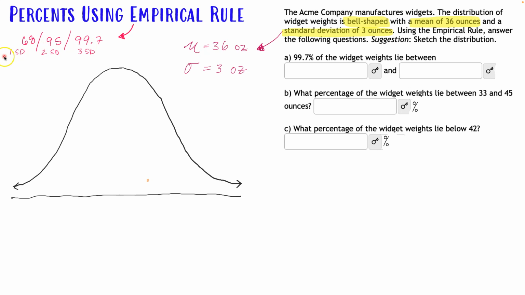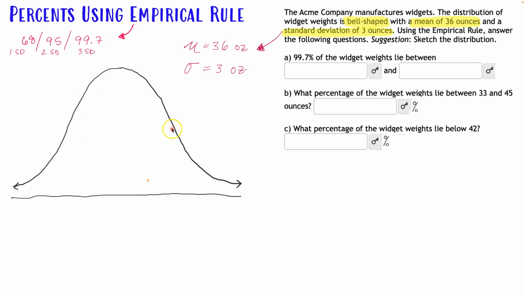And what that's saying is that 68% of your data is within one standard deviation of the mean, 95% of your data is within 2 standard deviations of the mean, and 99.7% of your data is within 3 standard deviations of the mean.